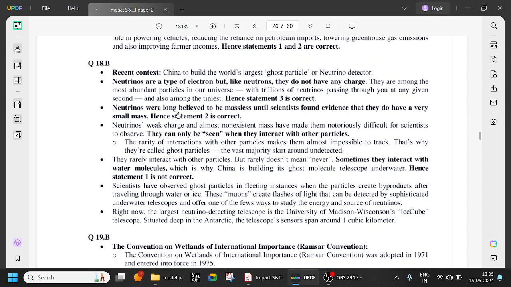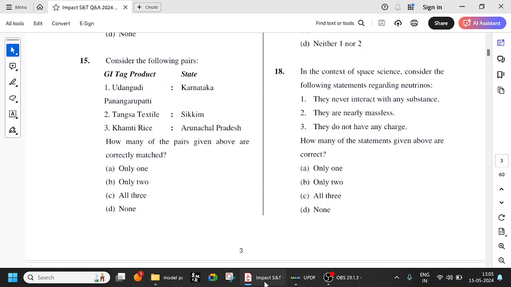Okay. So neutrinos were long believed to be massless until scientists found evidence that they do have a very small mass. Okay, neutrinos' weak charge and almost non-existent mass have made them notoriously difficult to observe. Okay, so they can only be seen when they interact with other particles. So all this is fine. And sometimes they interact with water molecules, which is why China is building the ghost particle telescope underwater. Okay, so scientists have observed ghost particles in fleeting instances, etc. All this is fine. So let us see.